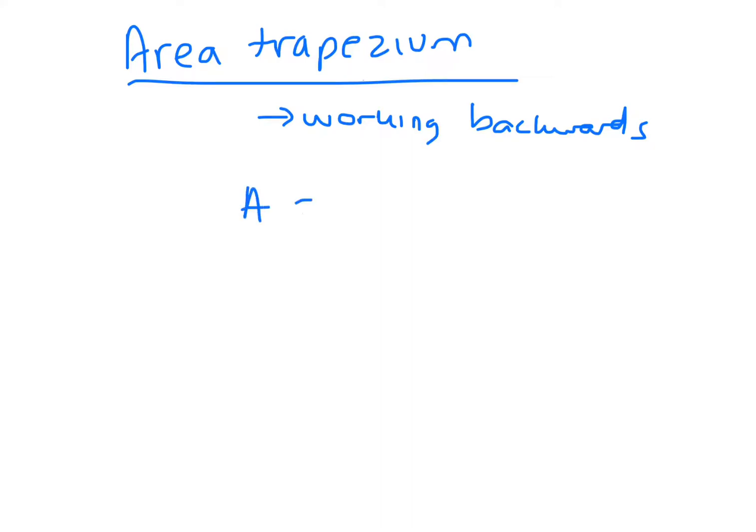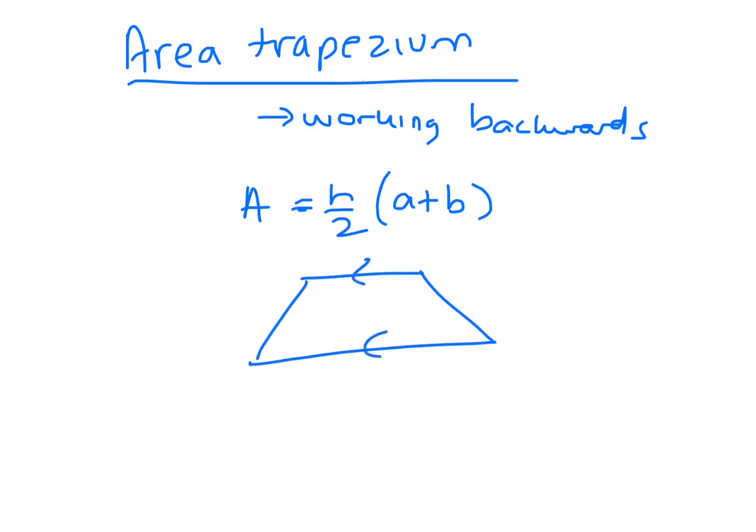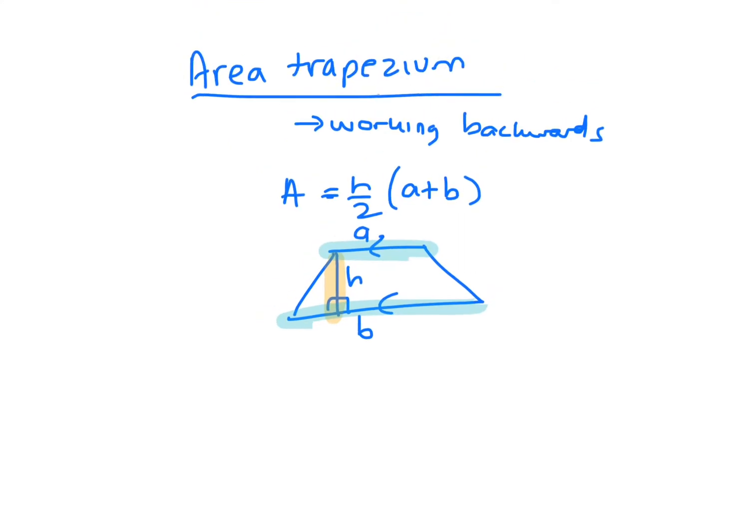Okay, now the formula for the area of a trapezium is area equals h over 2 times (a plus b), and the a and the b are the two parallel sides, and the height is the perpendicular height that runs between the two parallel sides. Okay, so I'm just going to look at actually finding the area.